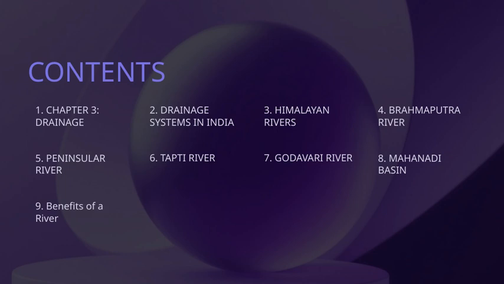Additionally, we'll explore the benefits of rivers, such as providing water for irrigation, supporting biodiversity, and contributing to economy and transportation. Finally, the Mahanadi Basin is an important drainage area with a rich ecological and economic significance. All these points are interconnected and help us understand how India's drainage system supports both the environment and human activity.